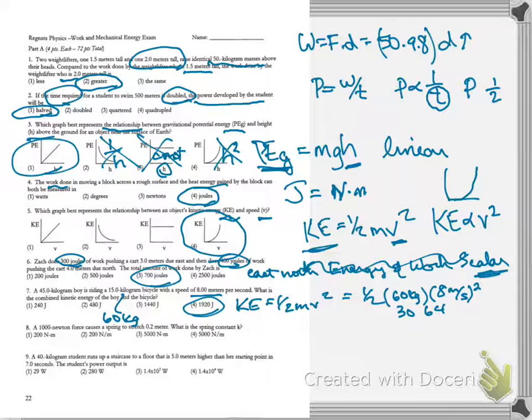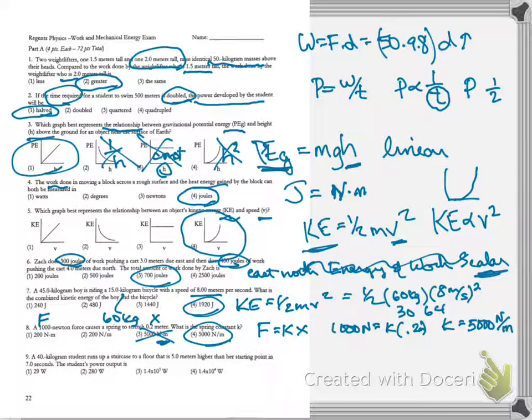A 1,000 newton force causes a spring to stretch 0.2 meters. So this is your force on the spring. This is your stretch of the spring. What is the spring constant k? Our relationship is F equals kx. 1,000 newtons equals k times 0.2 meters. k is equal to 5,000. And you got to be careful here. This is where units come in and are important. It's newtons per meter, so that is not the right answer. It is this one. Take your time.